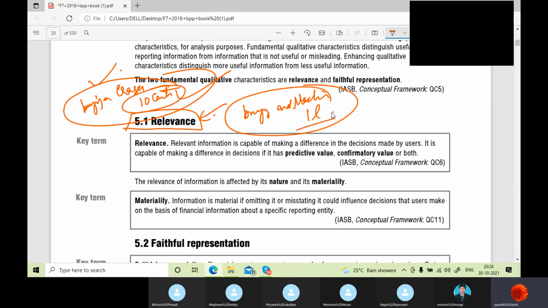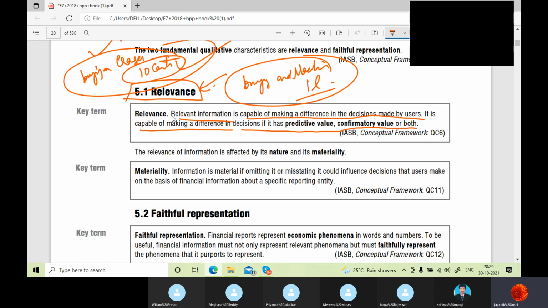But if you don't record the machinery entry, then definitely that would affect the decision making of the users of accounting statements. Correct or wrong? Yes, sir. Is that very relevant or not? Yes, sir. It's a very relevant information. So relevant information is capable of making a difference in decisions made by users. It is capable of making a difference in decisions if it has predictive value, confirmatory value, or both. That means if something is not included or excluded, or some error has been made in that inclusion, and that may affect the decision making, then that is very relevant. That shouldn't cause a loss for you.